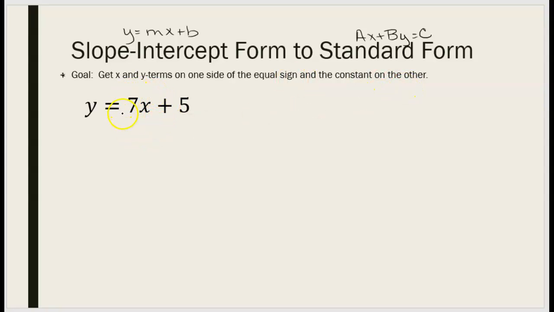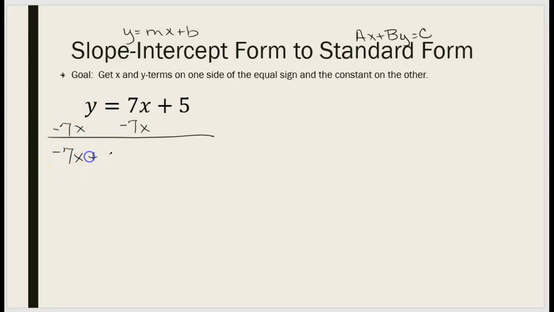So hopefully what you can see here is that my 7x just needs to be moved over to this side. So what we have to do is the inverse operation. You can see that these are being added. My 7x is positive. How am I going to move or undo that? Well, I'm going to have to do that with the inverse operation of subtraction. Okay.